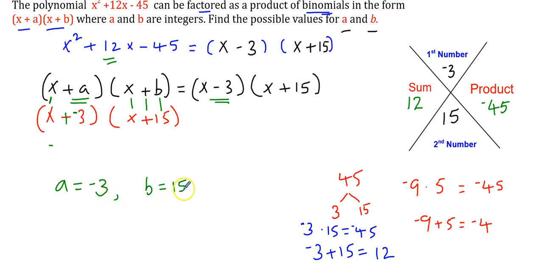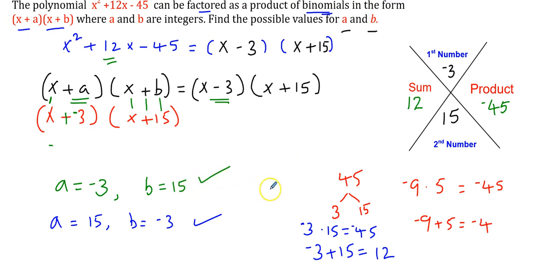So these two are the possible values for a and b. A is equal to negative 3 and b is equal to 15. What if I want to write a is equal to 15 and b is equal to negative 3? That's fine. They are just the same. That's why either negative 3 or positive 15 are the values for a and b.